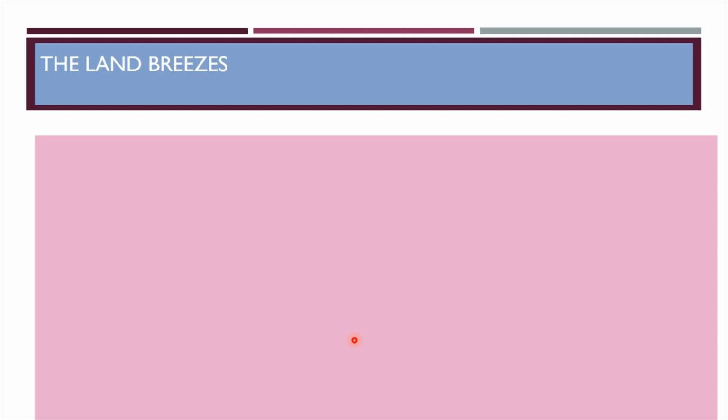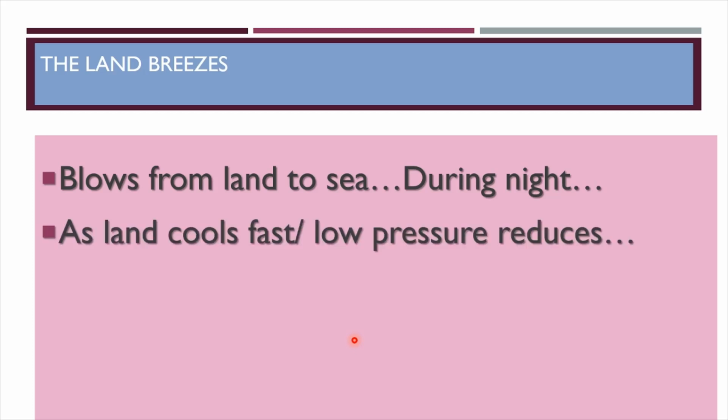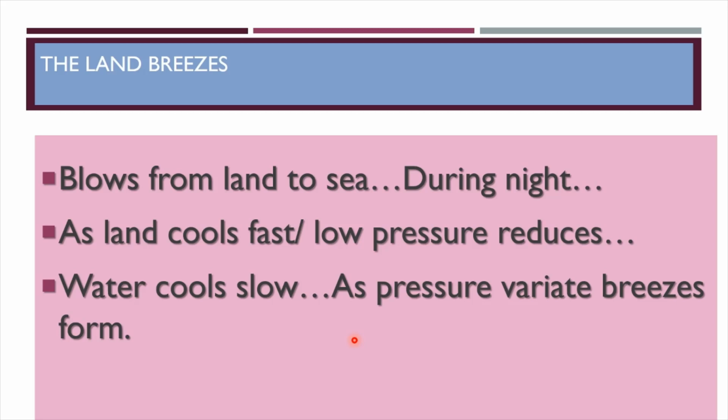Land breezes. This is just the opposite. During night time, what happens? The sun sets, and immediately the land cools. Immediate cooling will be there, but water will not cool as fast as the land, so there is a pressure variation. With this pressure variation, wind blows from land to sea. So that occurs during the night time. As land cools fast, pressure reduces and water cools slowly. As pressure varies, a breeze forms.